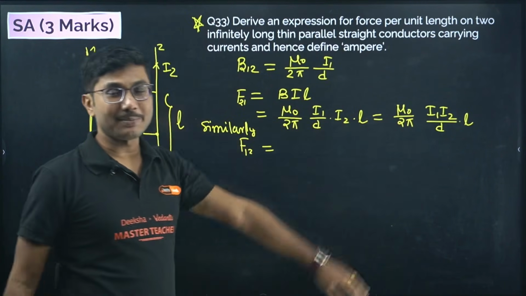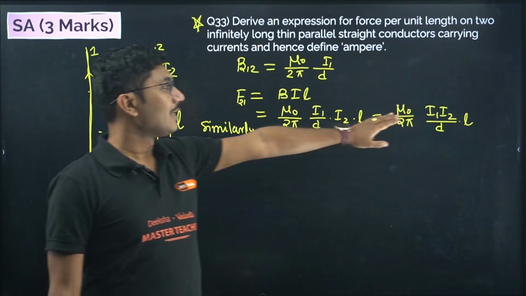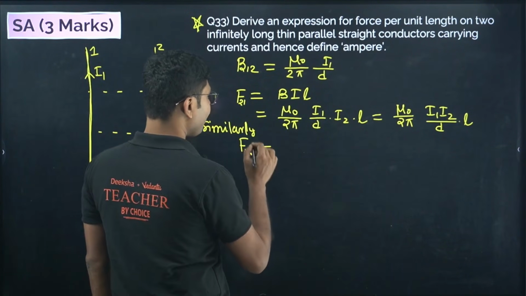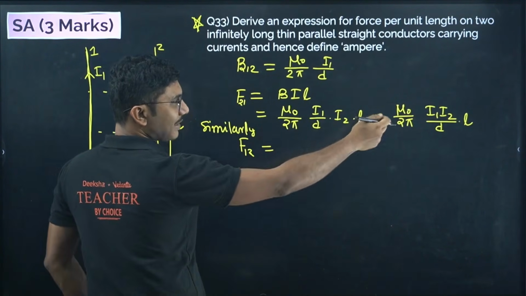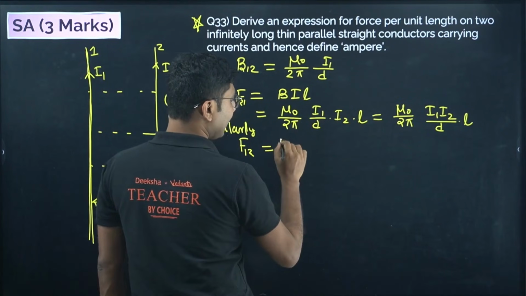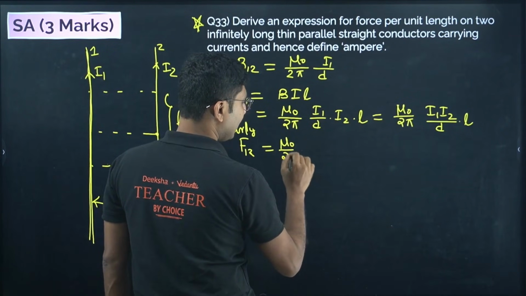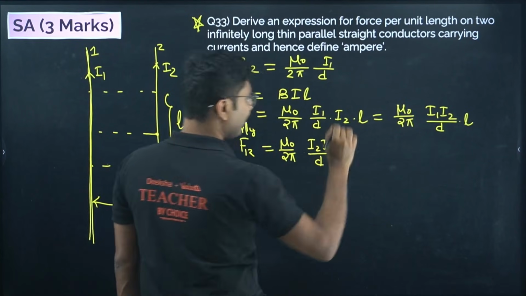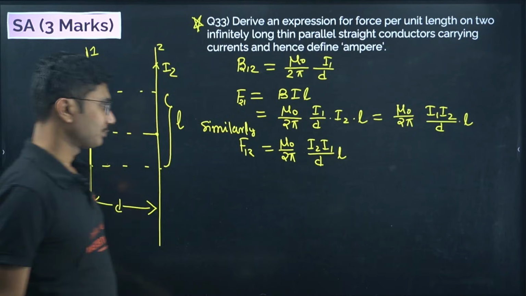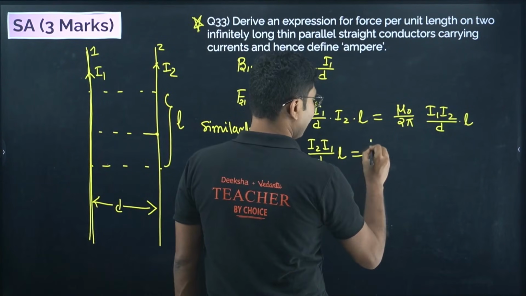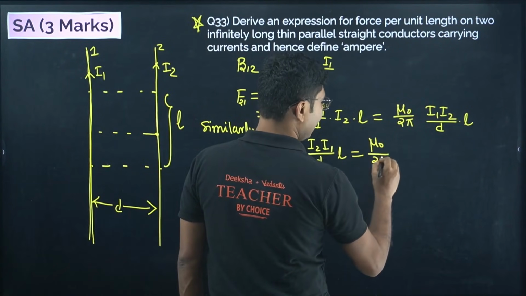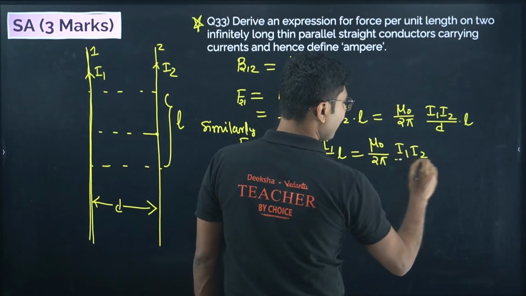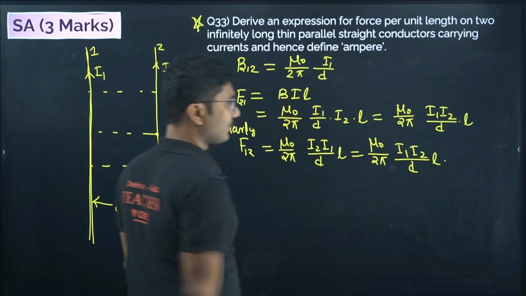So for example, in this case it is similar because if you swap I1 and I2, the expression does not change. So F21, first is coming 1, second is 2, so F12 will be again the same thing, mu naught by 2 pi I2 I1 by D into L. So this is the force. Or again you can write mu naught by 2 pi, now I2 I1 is same as I1 I2 by D into L. So this is the force.